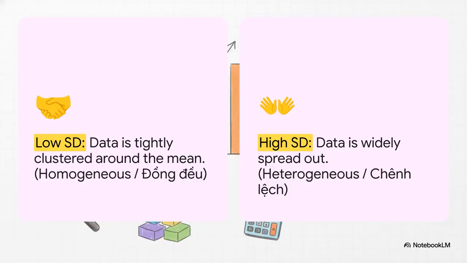Imagine this. You have two classes, and they both get the exact same average score on a test. But the class with a low standard deviation is homogeneous. Pretty much everyone scored very close to that average. It's a very consistent group. Now, the class with a high standard deviation is heterogeneous. The scores are all over the map. You've got some high flyers and some who really struggled. The average score is the same, but the reality in each classroom is completely different. That's what standard deviation tells you.